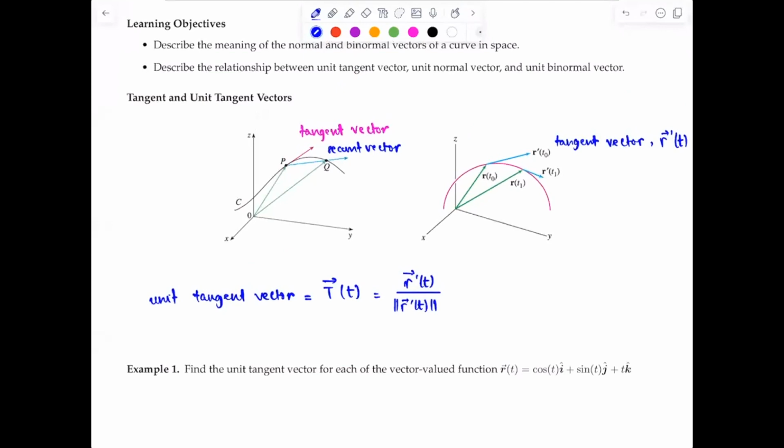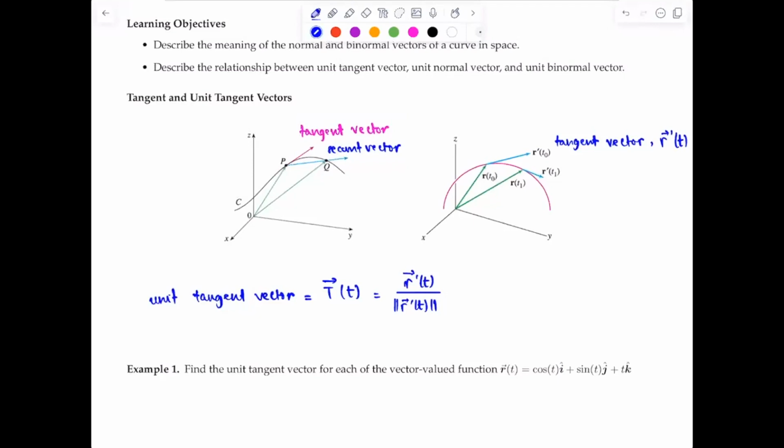So using this formula for the unit tangent vector, let's try to apply that to the first example here. Find the unit tangent vector for each of the vector valued functions, even though we just have one here for the example. We're going to revisit this example again at the end of this lecture when we cover the normal and binormal vectors. But for now, given this vector valued function, so this is basically the circular helix, the first component is cosine of t, the second component is sine of t, and the last component is t.